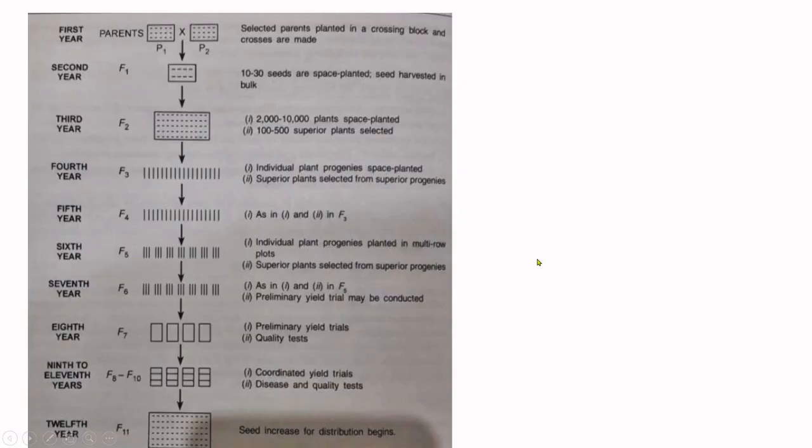Coming to the process of the pedigree method of breeding, the first and foremost important thing is the selection of parents. What type of parents do we need to select? The type of parents that we need to select are both agronomically superior parents, which are diverse and which can give as much variation as possible in F2 and segregating generations.